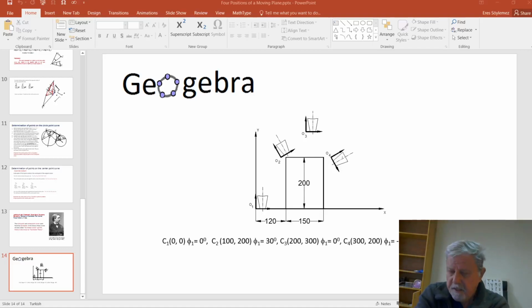Hi, the four position problem that I am going to solve is this case. These are the coordinates: 0, 0; 100, 200, making an angle of 30 degrees; 200, 300, 0 degrees; 300, 200, minus 60 degrees. Okay.